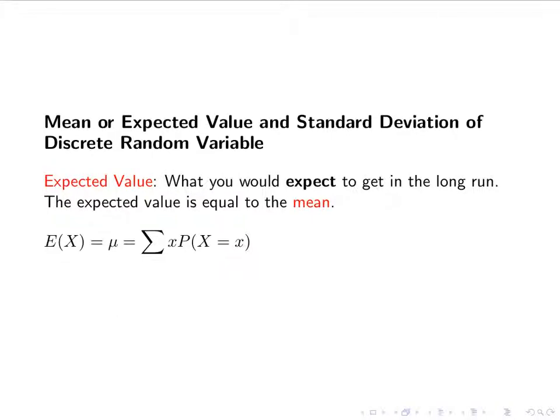So the expected value is sometimes denoted by E of X. Remember, X is the random variable. But it's also equal to mu, which again is the symbol we use for mean. And it is the sum of the values x times the probability that X equals x.